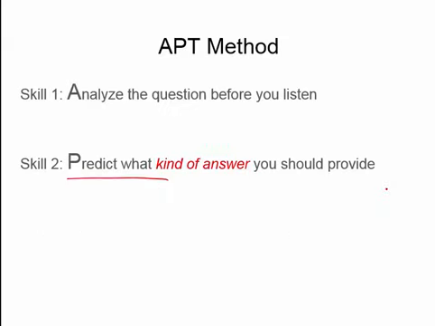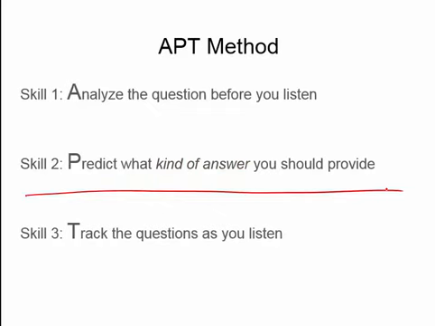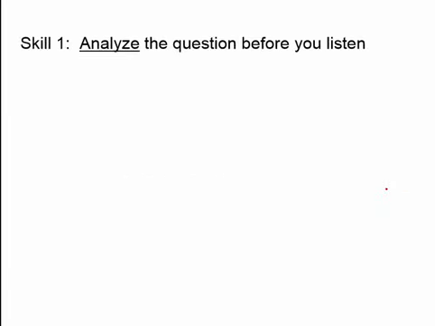These first two skills are really things that you do before you listen to the passage. These are pre-listening strategies. The last skill, skill number 3, is tracking, and that's something that you do as you're listening to the speaker. Okay, so let's take a close look at each one of these skills and how you can use them on your IELTS exam. First, analyzing.